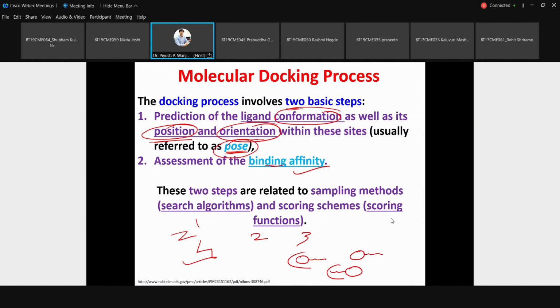So when you're talking about these two steps, identification of pose and binding affinity, these are called the search algorithm and scoring functions. The way you are calculating the poses is called the search algorithm. And the way you are calculating the binding affinity is called scoring functions. So in each and every method, some kind of mathematical function will come into picture. In QSAR, you directly had the QSAR regression models. Those were your mathematical functions. Here you are having some scoring functions which will be able to calculate the binding affinity for you.